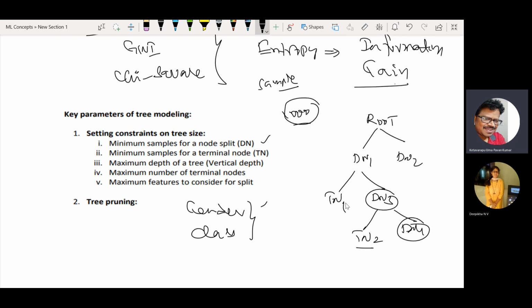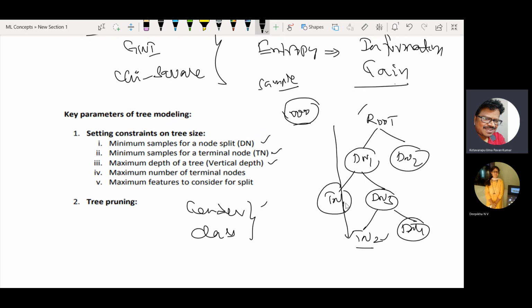And minimum samples for a terminal node. Even for the terminal node, I need not go for all yes or all no. I can randomly select some of the nodes so as to come up with an understanding. Maximum depth of a tree. Depth means how many nodes are there between the root and the terminal node. If you keep on making decisions, the tree will grow to some extent, and that definitely gives the betterment.